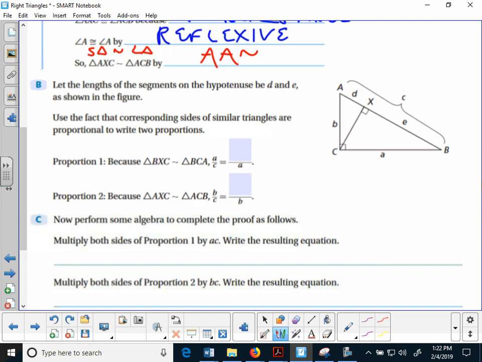So this says for proportion 1, because triangle BXC is similar to BCA, we're looking at our medium triangle to our large triangle. The first fraction is A over C. So it's this over that. What triangle is that? Large.